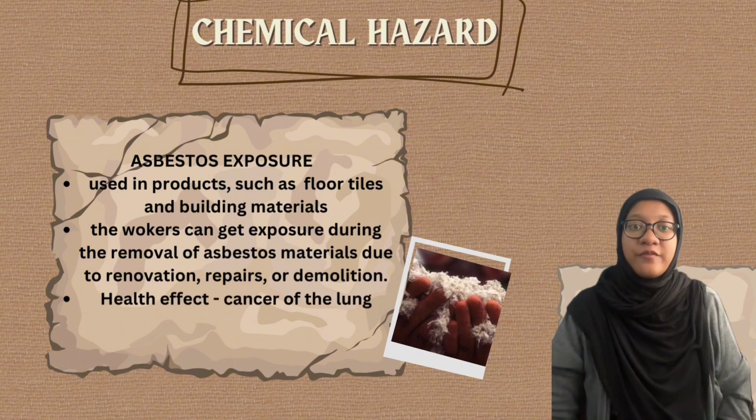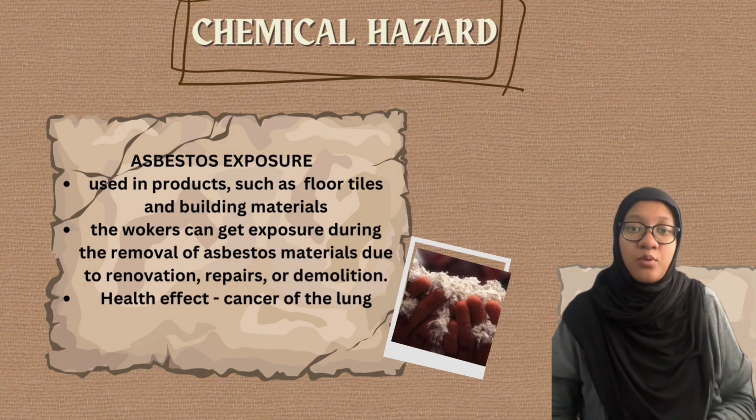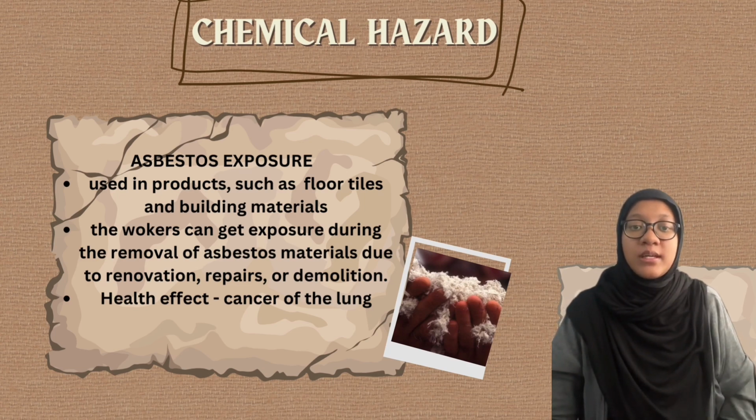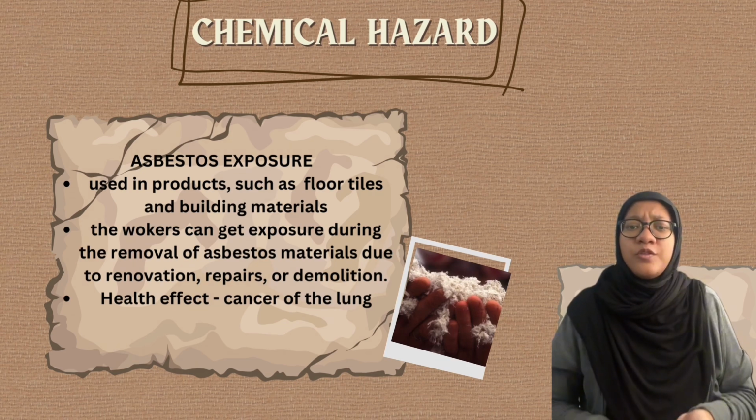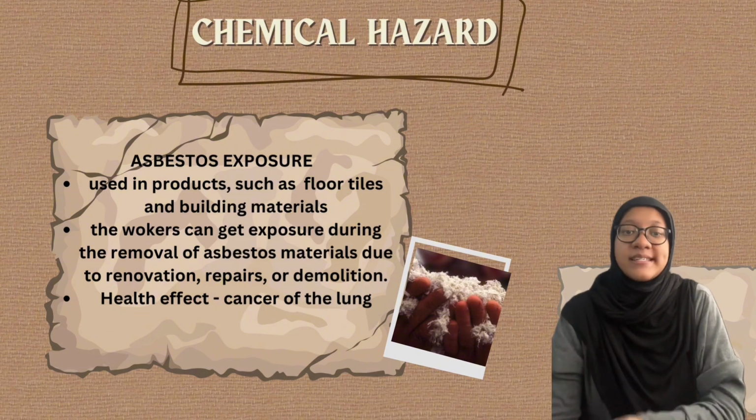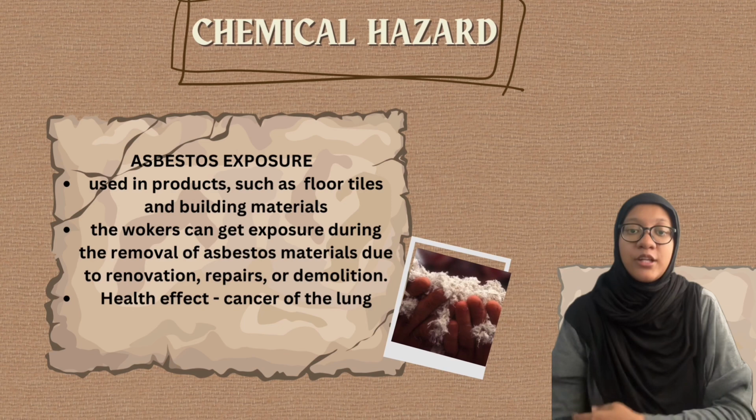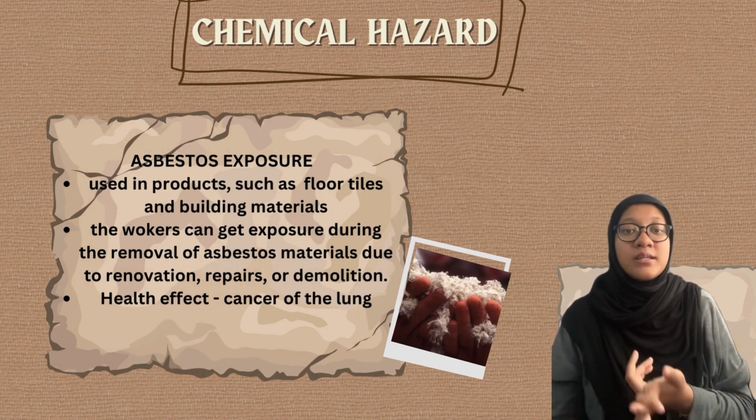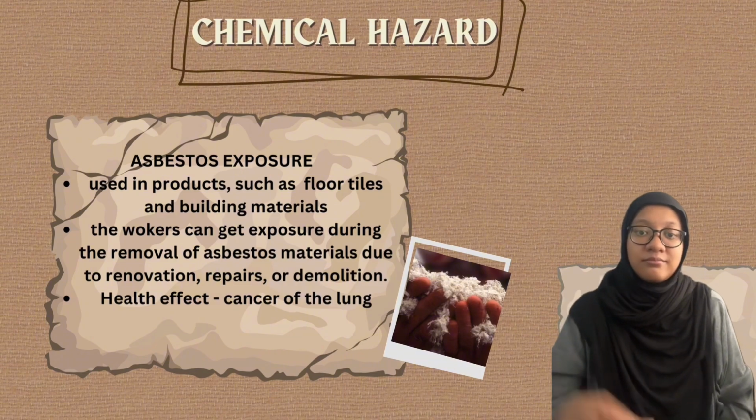The last chemical hazard in building construction is asbestos exposure. Asbestos is used in products such as floor tiles and building materials. Do you wonder how the workers can get exposed? The workers can get exposed during the removal of asbestos material due to renovation, repairs, or demolition. If exposed too much to it, workers can get cancer of the lung.